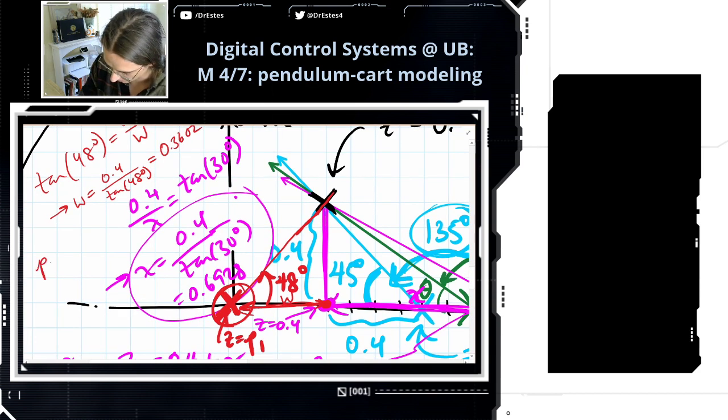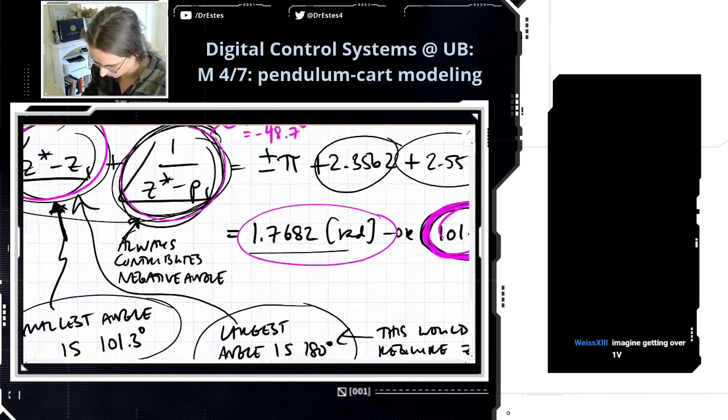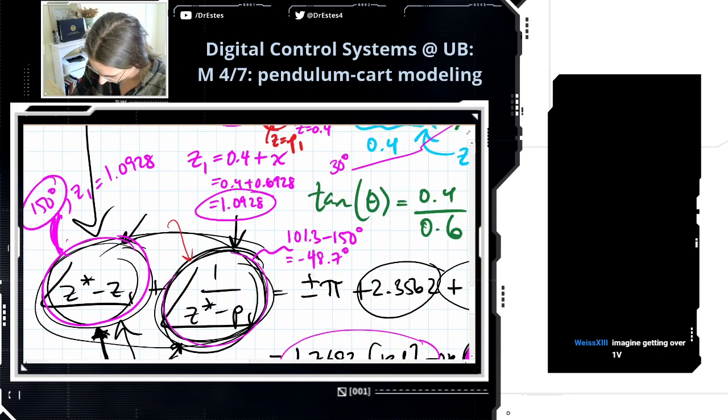So that means that the location of my pole is 0.4 minus 0.3602. Let's get it. 0.0398. So it's pretty close to 0 here. Okay, let's put this here. 0.0398. Okay, now, let's just put our controller together.